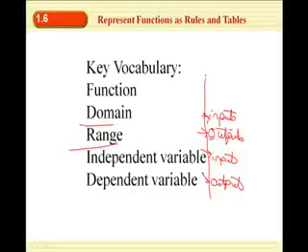If gas costs $2 a gallon, you put in 1 gallon, your cost is 2. You put in 2 gallons, it's 4. So your dependent variable depends on what your independent variable does. We'll do a few examples and go through those.